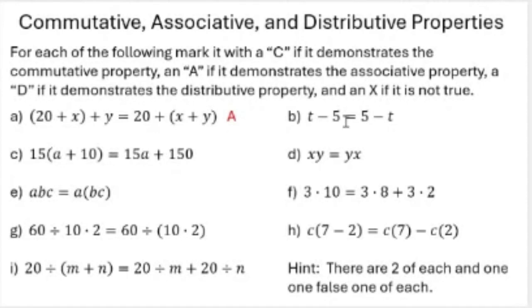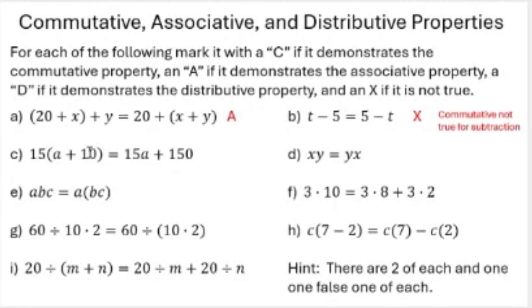Over to B, t minus 5 equals 5 minus t. Well, we've switched the order of the t and the 5, so that's kind of like the commutative property, but we know the commutative property only works for adding and multiplying. We can even check this out if you want. Choose a number, like imagine that t is 10. Is 10 minus 5 the same as 5 minus 10? No, because one's positive and one's negative. This one is not true. The commutative property does not work for subtraction, only for addition and multiplication.